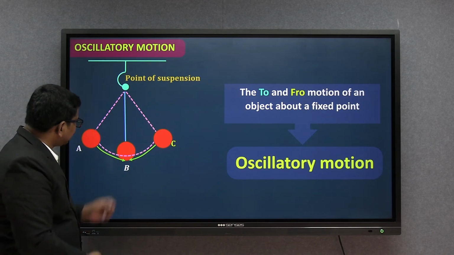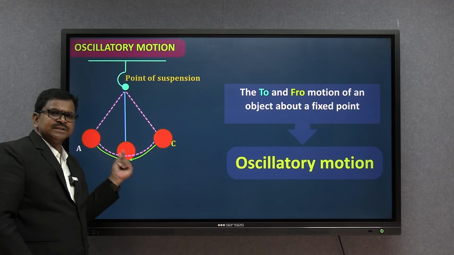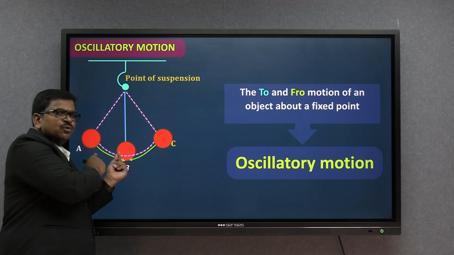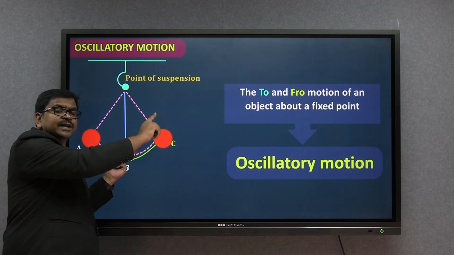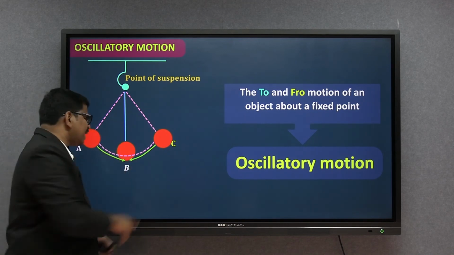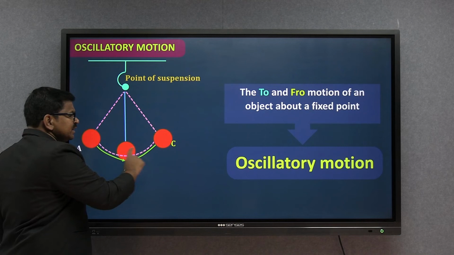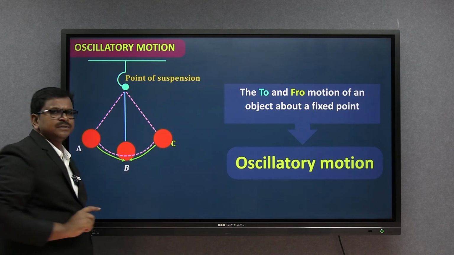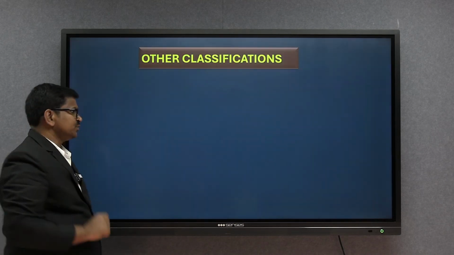If you take any particular point, around the same point the object moves once in this direction and then comes back in the same direction. About a fixed point, if you observe about any point, you take one point here, there will be to and fro motion, and it is oscillatory motion.